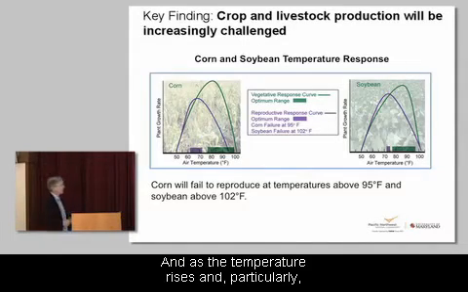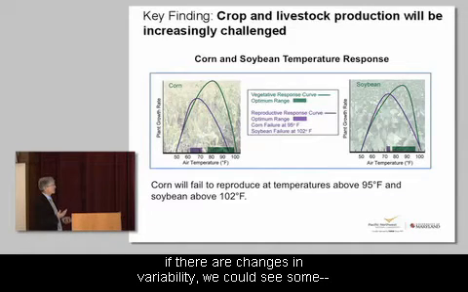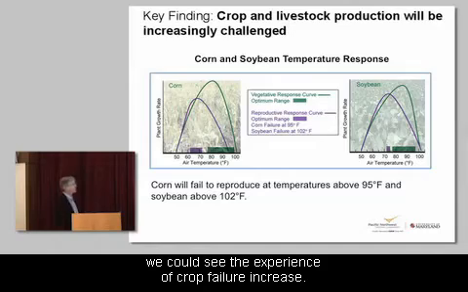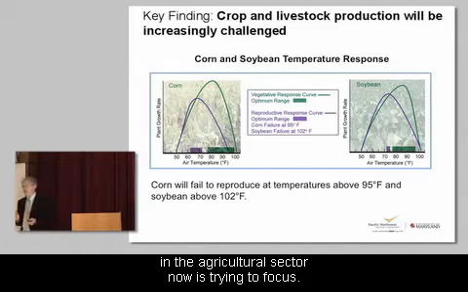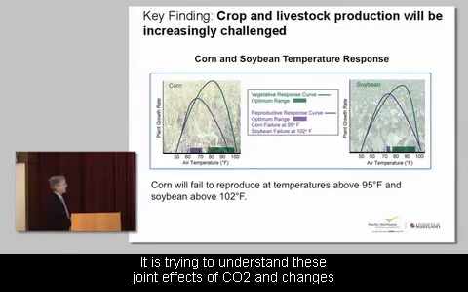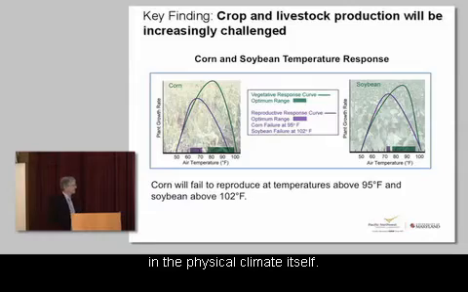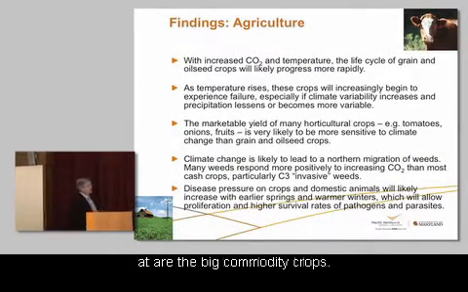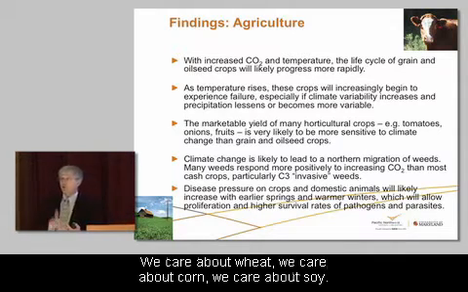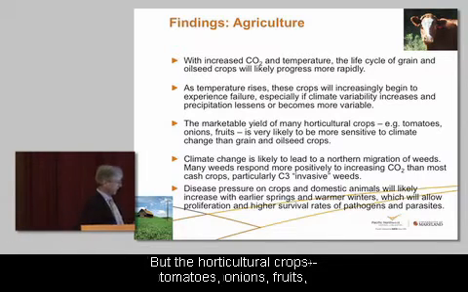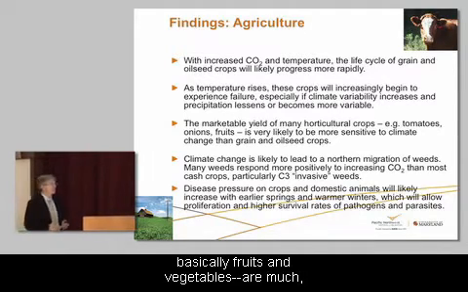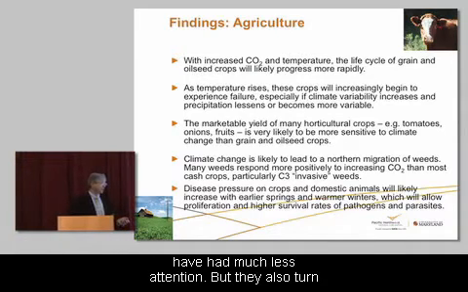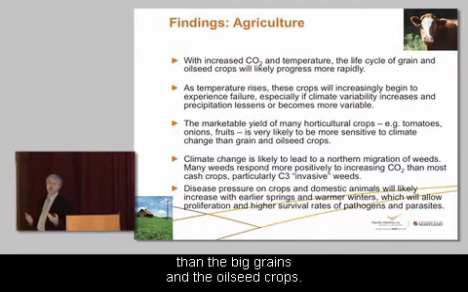And as the temperature rises, and particularly if there are changes in variability, we could see the experience of crop failure increase, and so this is where a lot of research in the agricultural sector is now trying to focus: to understand these joint effects of CO2 and changes in the physical climate itself. It also turns out that what people typically look at are the big commodity crops. We care about wheat, we care about corn, we care about soy, but the horticultural crops, tomatoes, onions, fruits, basically fruits and vegetables, have had much less attention, but they also turn out to be much more sensitive to climate change than the big grains and the oilseed crops.